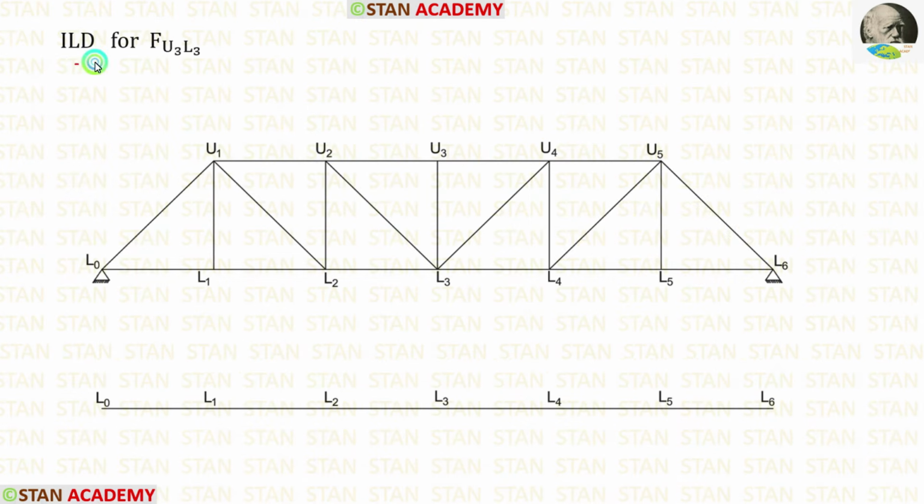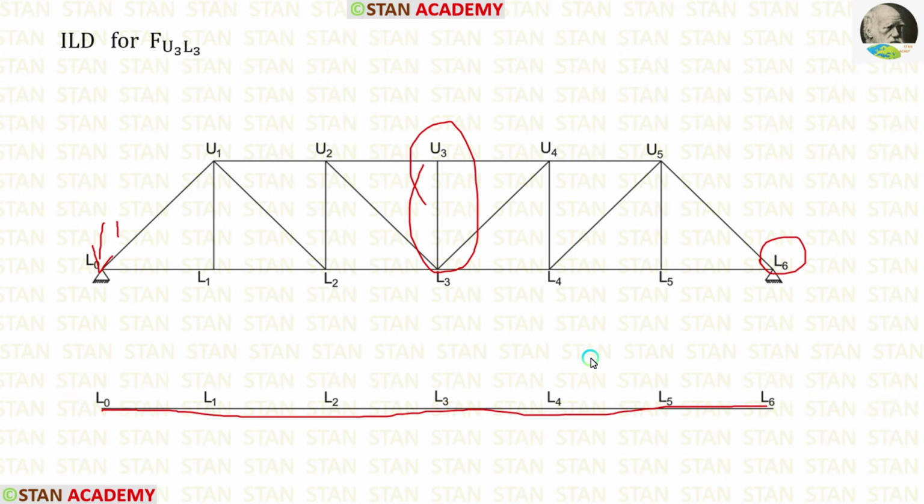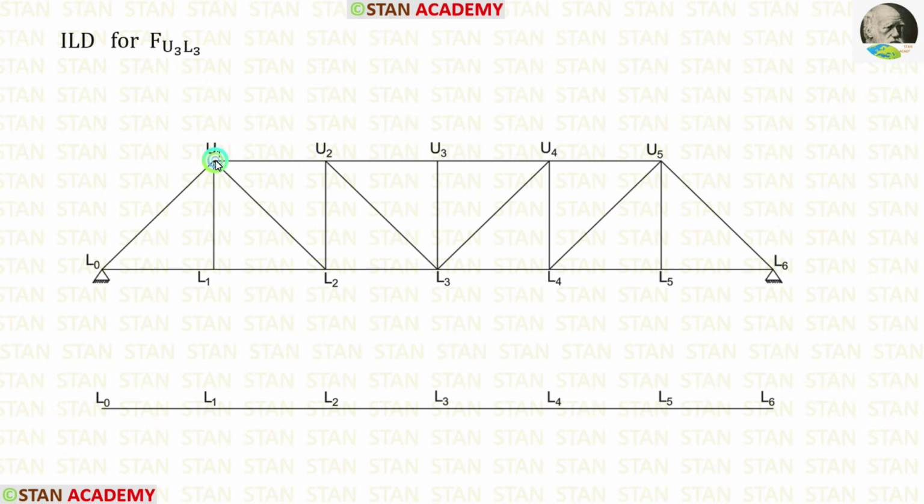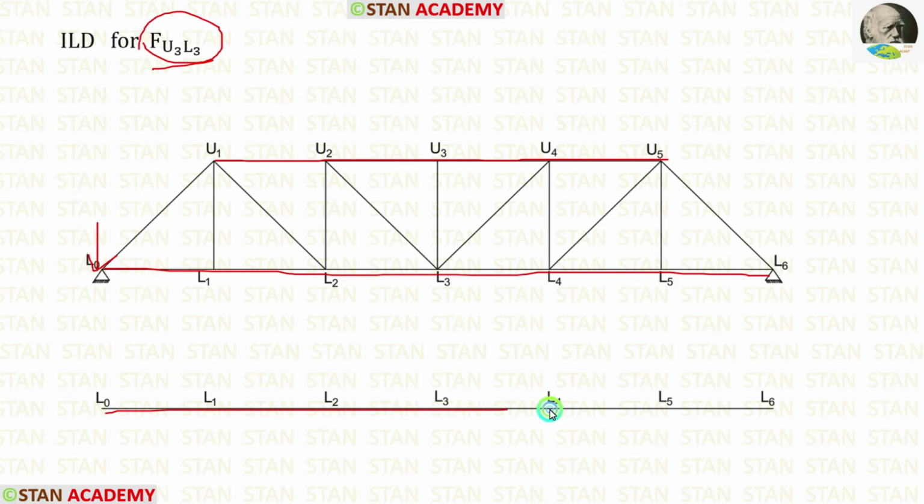Now let us draw the ILD for force U3L3. When the unit load 1 moves from L0 to L6, there will be no force developed in U3L3. So we are having a flat line because FU3L3 is always 0. Suppose the unit load is moving on the top chord members, there will be value for FU3L3, but the unit load is moving on the bottom chord members. That is why FU3L3 is always 0.